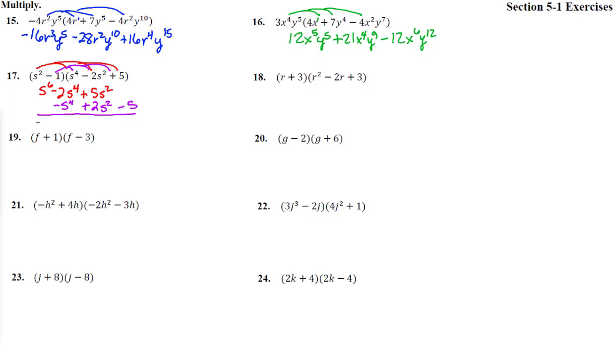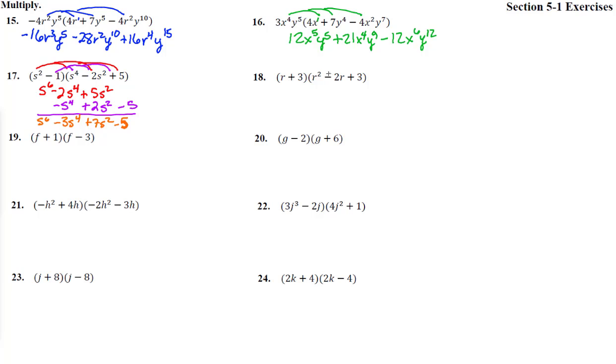So the end result of that whole thing, let's write it in a different color down there, is s to the sixth minus 2s to the fourth minus s to the fourth is minus 3s to the fourth plus 7s squared minus s. Nope, that's not an s. That is indeed a 5. There we go. Ooh, s's and 5's look a lot alike. All right, let's do number 18.